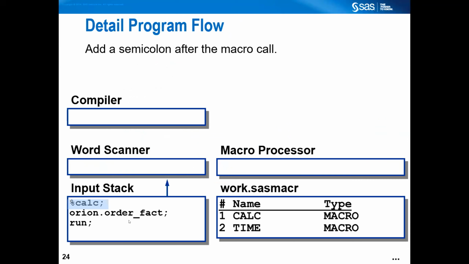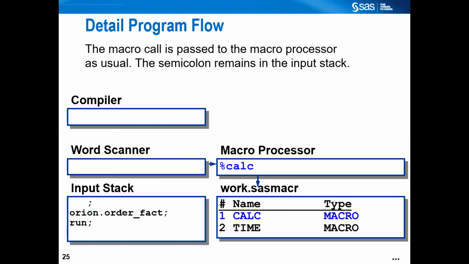Ideally, we know it is going to follow your program flow like this. So %calc semicolon. It's copied to the input stack when you submit it. So it goes to the word scanner. The word scanner finds it's a macro trigger, hence it goes to the macro processor. The macro processor finds it's a macro call, so it looks into your catalog files and finds the macro.